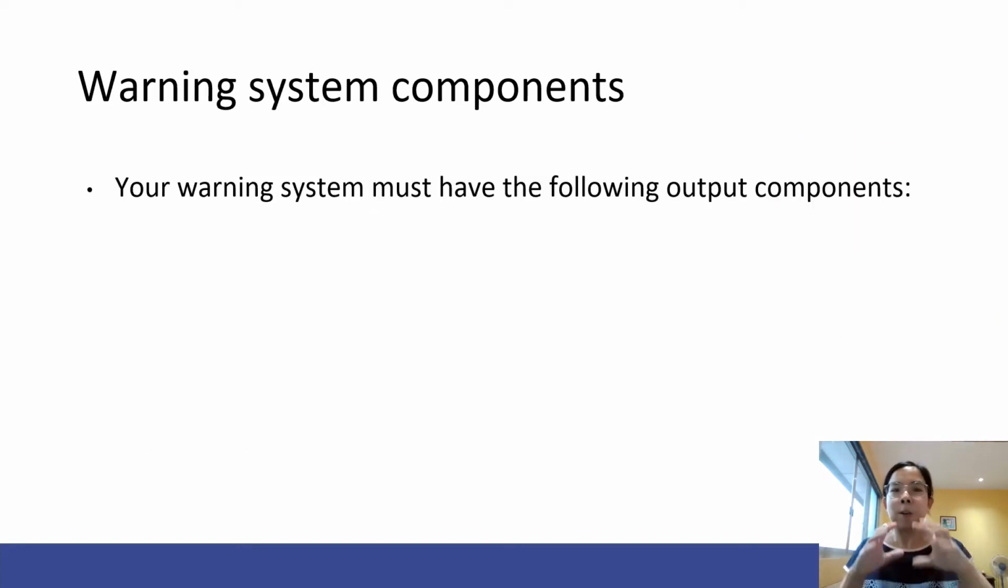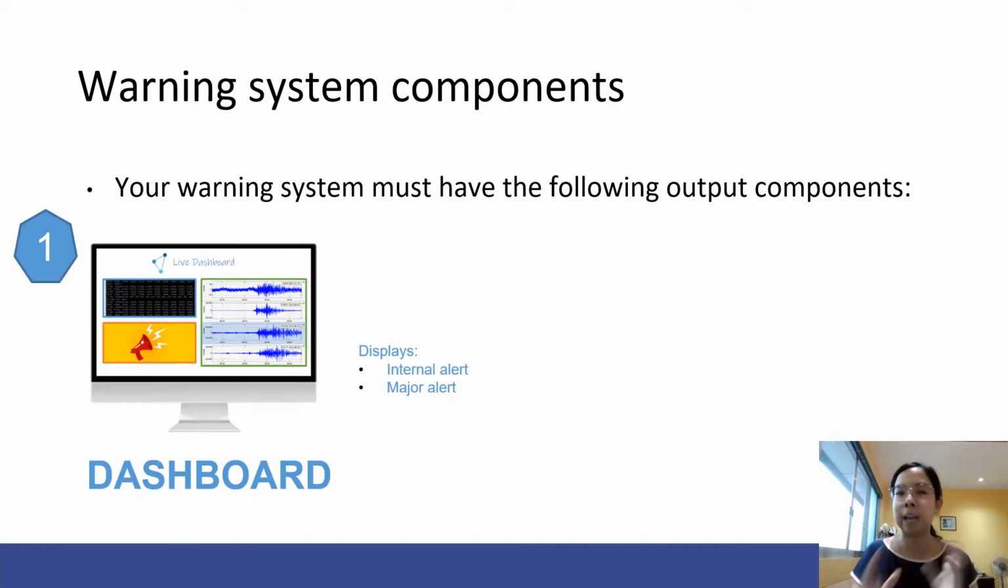So for your warning system components, the requirement is that you must produce two outputs. First, you need to create a dashboard. A dashboard will communicate about your system, and it should display both your internal alert and your major alert.